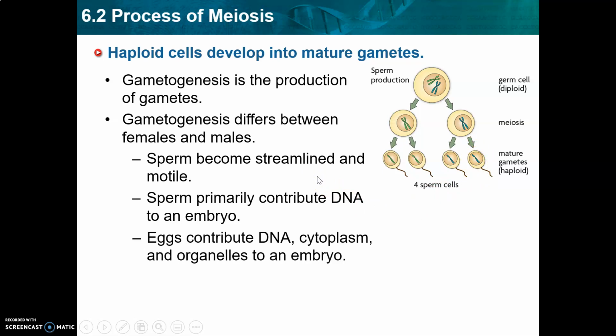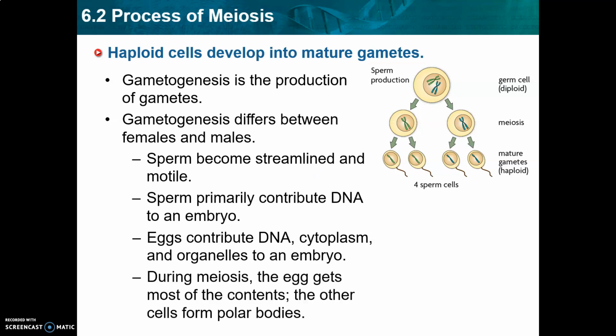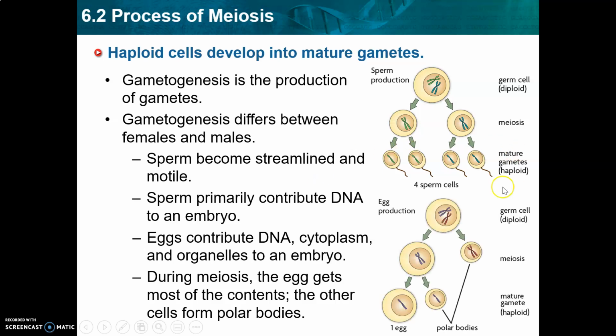Now, eggs are a little bit different. Egg cells are going to contribute DNA, of course, but also the cytoplasm and the organelles that an embryo needs. So that means that the division of cytoplasm has to be a little uneven. An egg cell wants to have as much cytoplasm, which contains organelles, as possible. So let's look at that in the form of a picture.